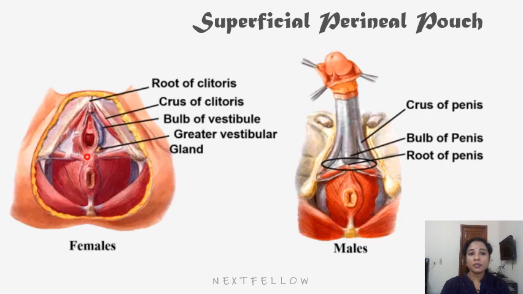And in females, the bulb of vestibule is covered by the bulbospongiosus muscle, and the crura of clitoris we can see on each side, which is covered by the ischiocavernosus muscle, and the superficial transverse perineal muscle, which is present on each side, extending from the perineal body to the ischial ramus. So these are the contents in males and females.